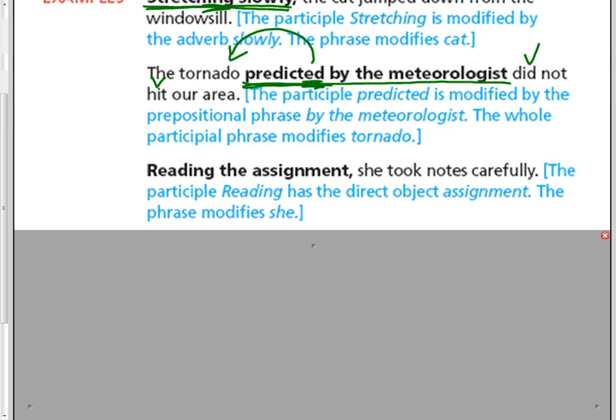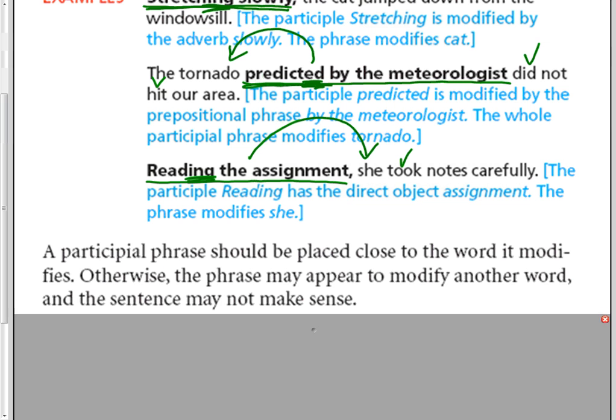Reading the assignment, she took notes carefully. My main verb is took. She took. But reading the assignment is a participial phrase. Notice reading ends in an ing. That's a participle. This whole thing is describing she. It's working as an adjective, so it's a participial phrase.